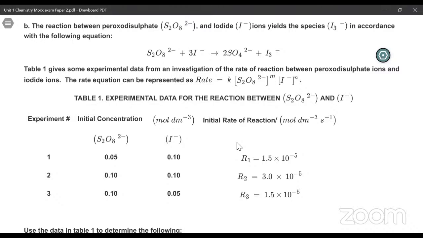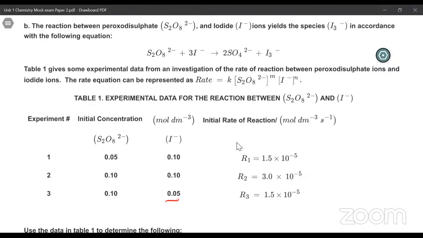So in the first experiment, the initial concentration of the S2O8 ion is 0.05, and in the second experiment, it was 0.10, and it didn't change in the third. And for the iodide, it's 0.1 in the first experiment, and 0.1, it didn't change in the second experiment, and 0.05 in the third experiment, so it decreased, right? Pay attention to that. Now, R1 means the initial rate of the reaction for experiment 1 was 1.5 times 10 to the minus 5, and this is 3 and 1.5, all right?